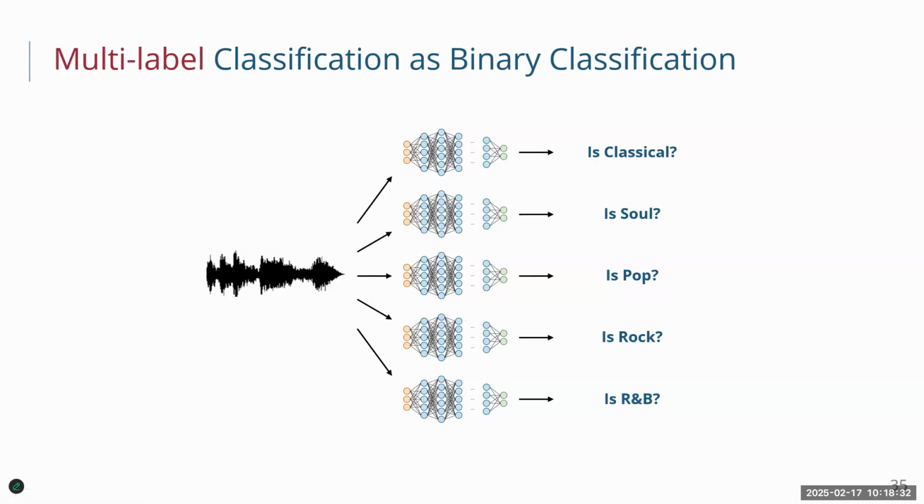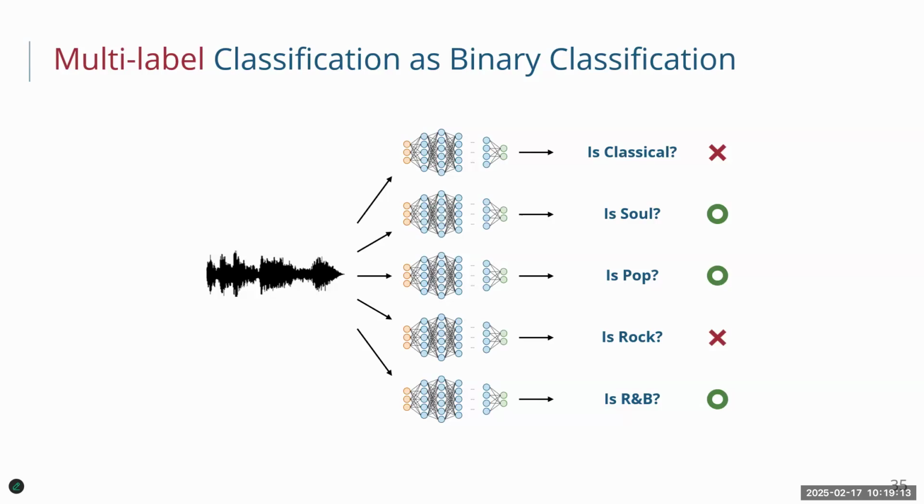Is it classical? Is it soul? Is it pop? Is it rock? Is it R&B? So you have different labels that you're interested in. Then you do the binary classification on each single tag, so that you get the tagging. There's more to be discussed on how you set the threshold for each single tag. But at the same time, now you are doing independent classification over different tags. Do tags have interdependency? That's something you also need to look into.